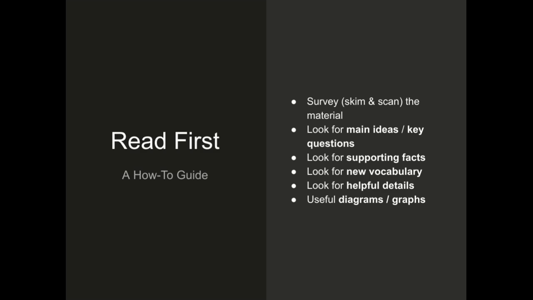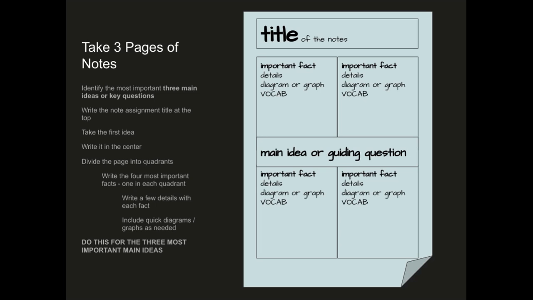What you're doing is looking for your main ideas or generating some big overarching questions to explore. And then you're looking for supporting facts, and then you're looking for new vocabulary, helpful details, useful diagrams, or graphs that might be helpful in the context of the notes. Once you've done that, you should have a list of main ideas in your head.